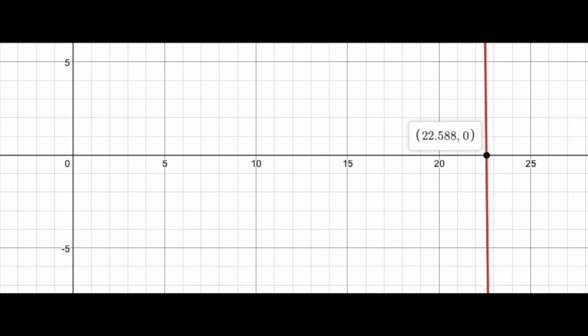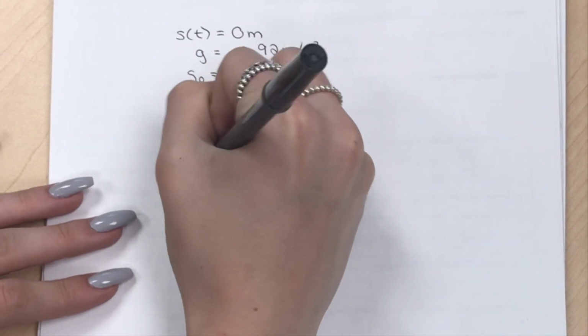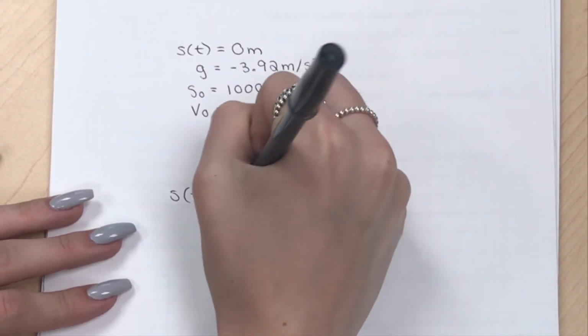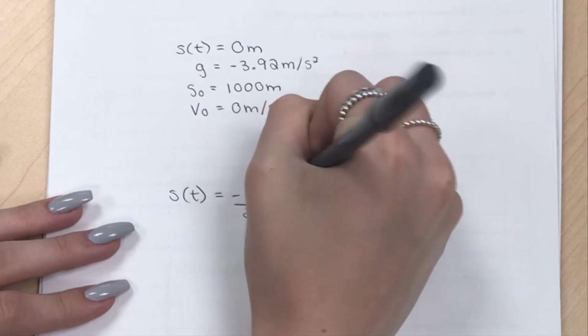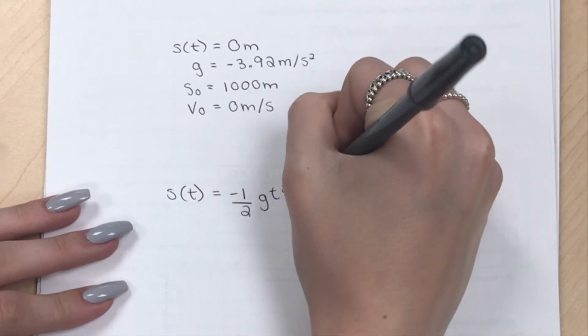Now let's solve it algebraically. The first step we need to take is subbing in all our known values into the equation. So first, we write out our equation without the variables and then just simply sub in the numbers that we have.